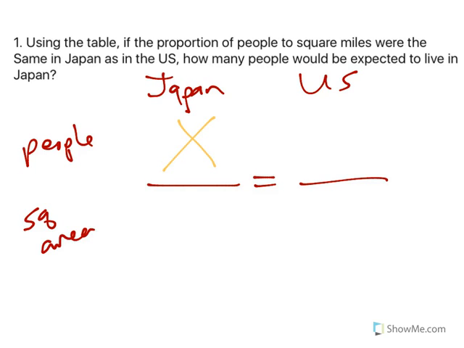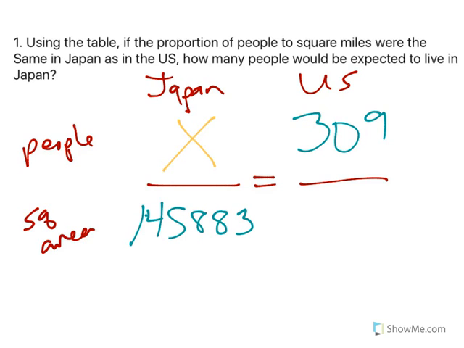Well, we know that the U.S. has 309 million people. And I don't need to put million, I just know that the Japanese answer will also be in million. And then the area. Well, the square area of Japan is 145,883. And the square area for the United States is 3,717,811. So remember, we've got to cross multiply.